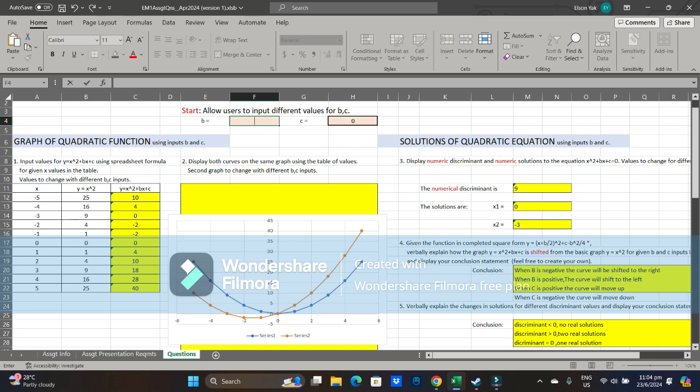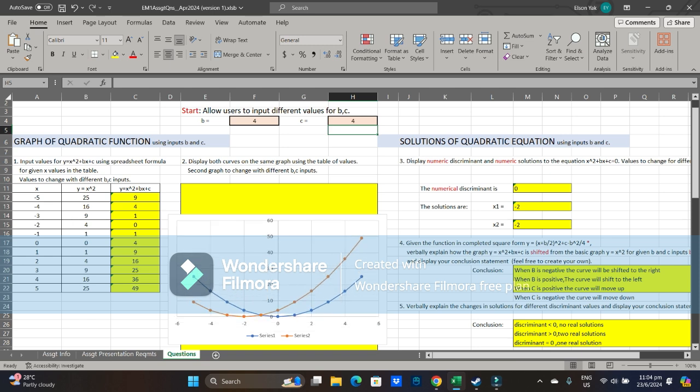But then, let's just change this to 4 and a 4 over here. So now our numerical discriminant is 0. And with the solutions over here, our x1 is negative 2 and our x2 is also negative 2. This also shows that whenever our discriminant is 0, there will only be one real solution.